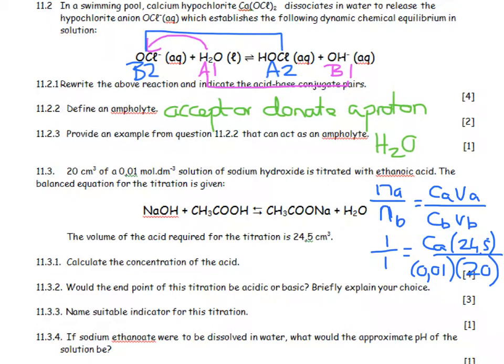Would the endpoint be acidic or basic? We've got a strong base and a weak acid. So you're going to land up with a basic endpoint because there is a strong base with a weak acid. What is a suitable indicator for this? It's your phenolphthalein.